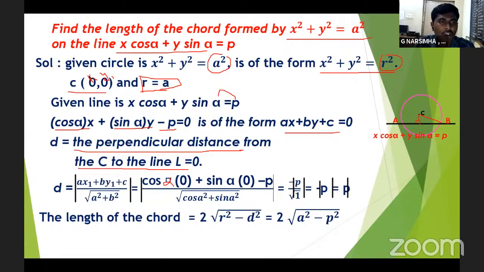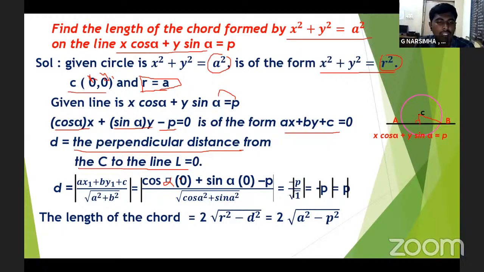Here x1 is called abscissa, y1 is called ordinate. Just I am recalling you. Here the first coordinate or x coordinate is the abscissa. Here y1, the second coordinate or y coordinate, is the ordinate. Abscissa, ordinate. Here abscissa is 0, ordinate is 0.